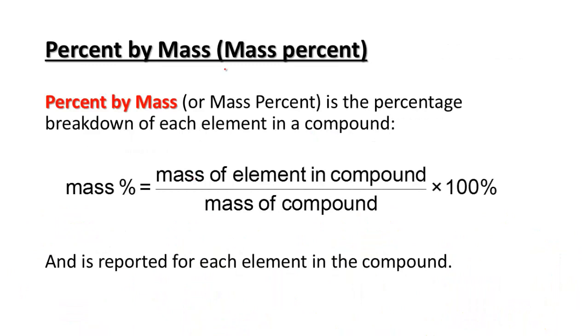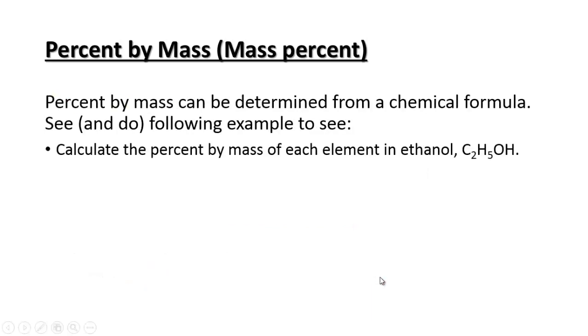Percent by mass, or mass percent. Percent by mass is the percentage breakdown of each element in a compound. The way you do that is you take the mass of the element in the compound, divided by the mass of the whole compound, and times it by 100. And you should report this for each element in the compound. So let's take a look at an example here.